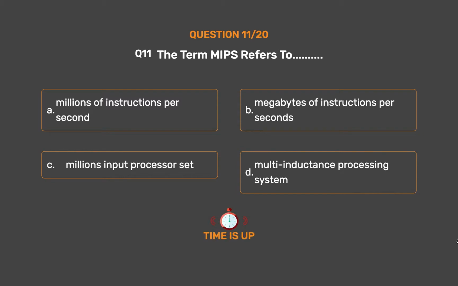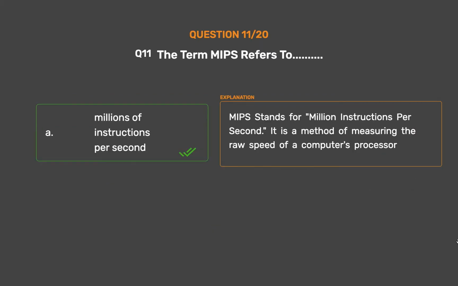The correct answer is option A. Millions of instructions per second. MIPS stands for million instructions per second. It is a method of measuring the raw speed of a computer's processor.